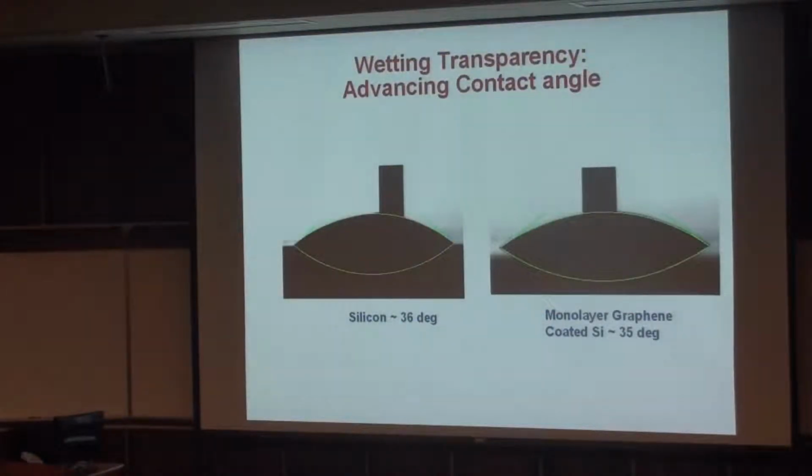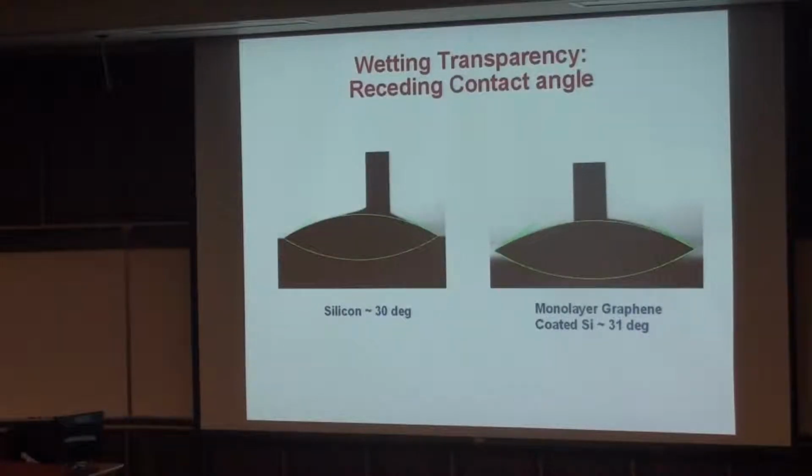We then looked at things like the advancing and receding contact angle, because the static contact angle is one measure of how water wets a surface, but you also need to look at advancing and receding contact angles. So when you measure advancing contact angle, what you're doing is you're increasing the volume of the liquid drop. So the liquid drop is spreading like this, and this now becomes the advancing contact angle. And in this case, silicon gave us 36 degrees. The same silicon with the graphene gave us a little bit lower value of 35 degrees, but no big change in the two cases.